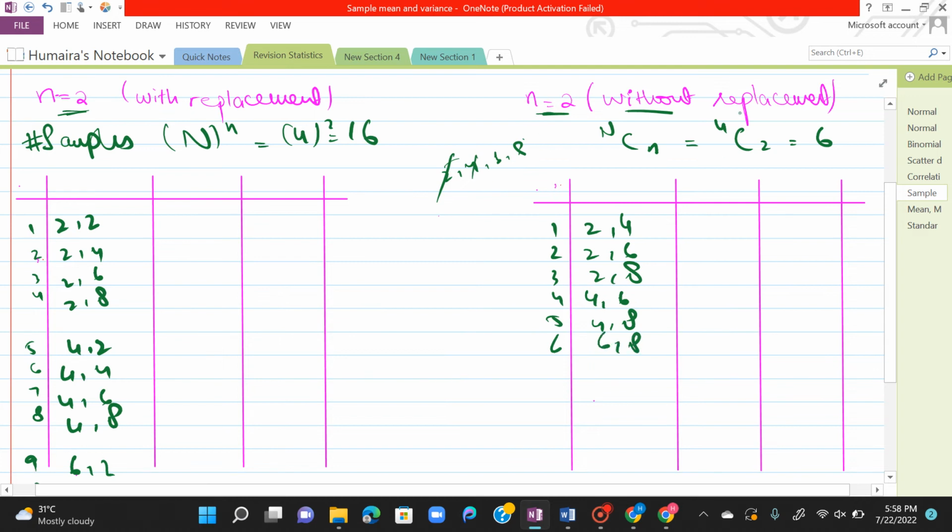So when you are doing without replacement, for 2 6, you cannot say that 2 6 is different from 6 2. 2 6 and 6 2 are the same, they have been taken. We cannot do the repeating case. It's without repetition here, and with repetition in the other case.